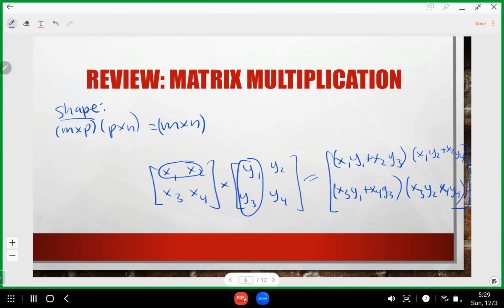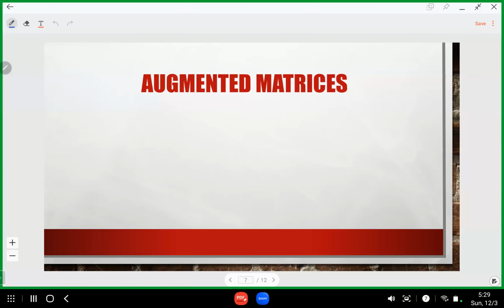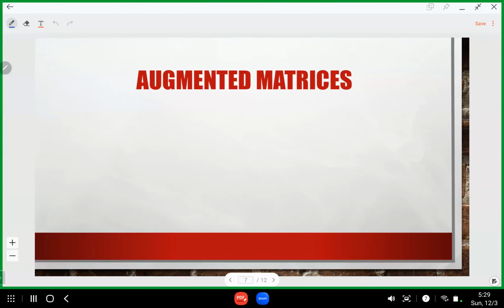For the matrix multiplication. Now let's look at some actual row operations.